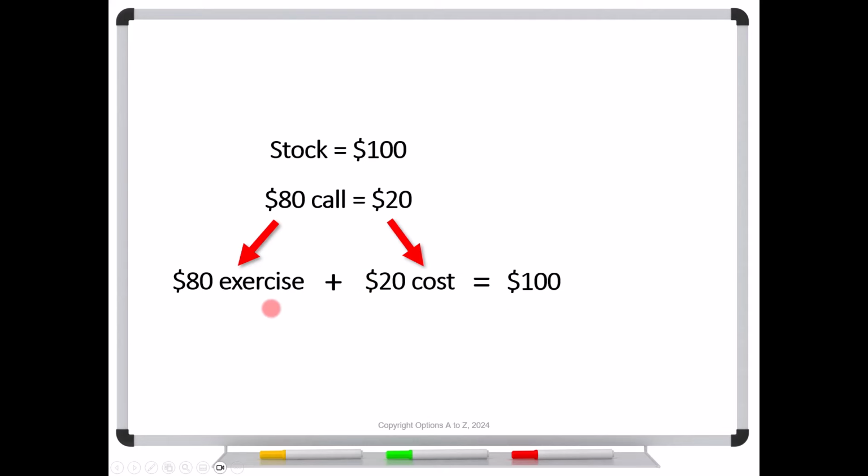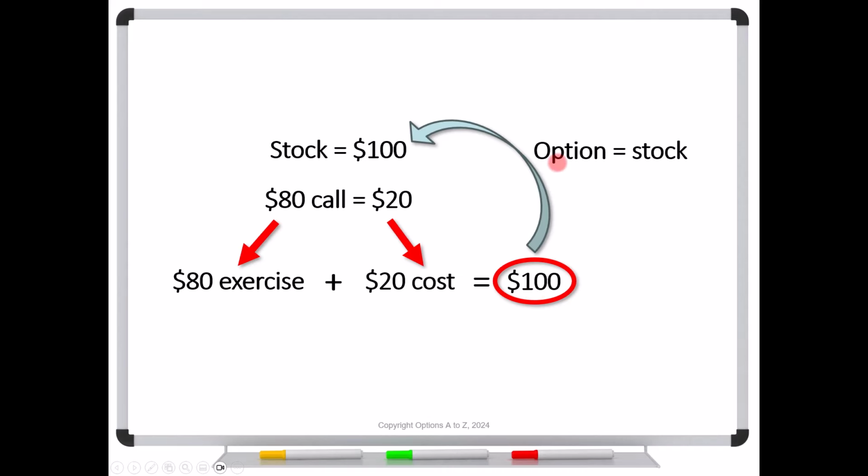And if you add these two together, it comes up to 100 bucks, which is in fact exactly the price of the stock. So in this case, we would say the option is equivalent to buying stock. You could either buy the stock at 100 or you could pay 20 bucks for the $80 call, and they're just two different ways of doing the same thing. In both cases, you are paying 100 bucks if you were to exercise this call, to get 100 shares of stock. Both of them cost $100, so the $80 call would be trading at parity.